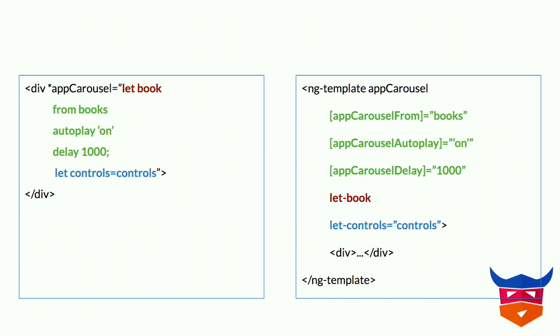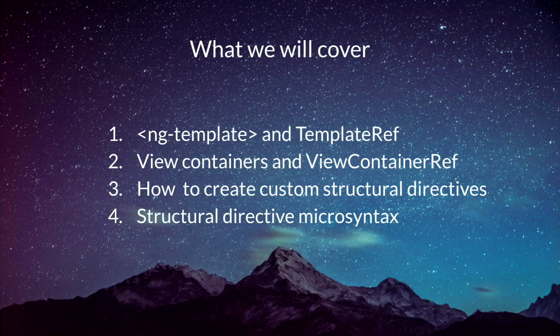So with the concise syntax that we have from the microsyntax, from becomes app carousel from, and we use a property binding with the square brackets and assign it to an expression. So this is the template expression now. And so this is the syntactic sugar that the star syntax gives us.